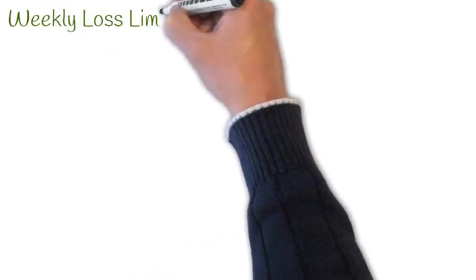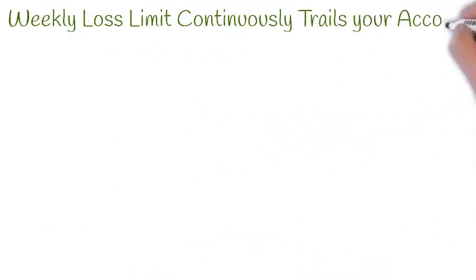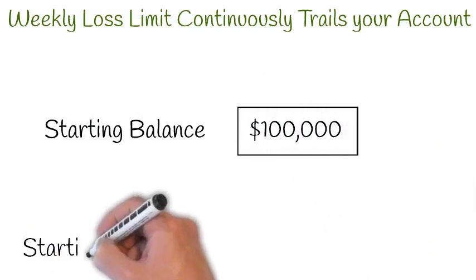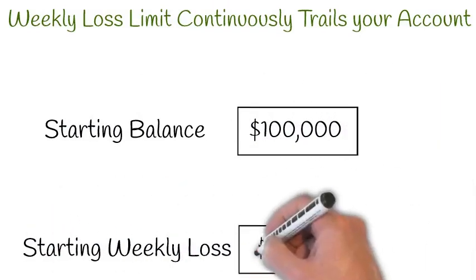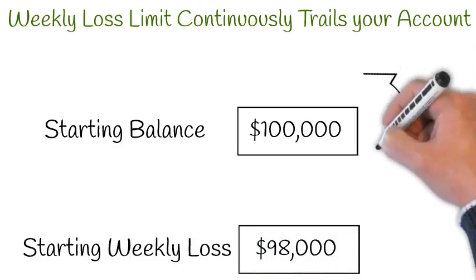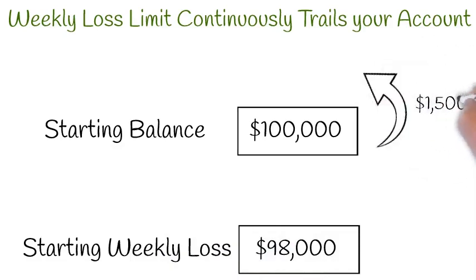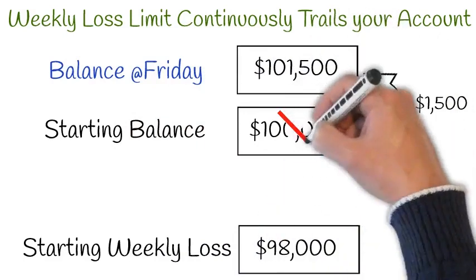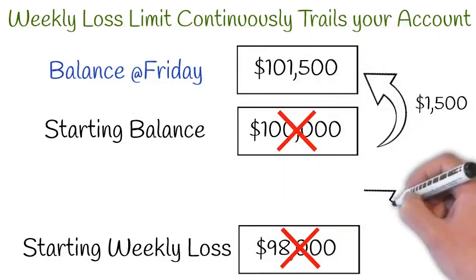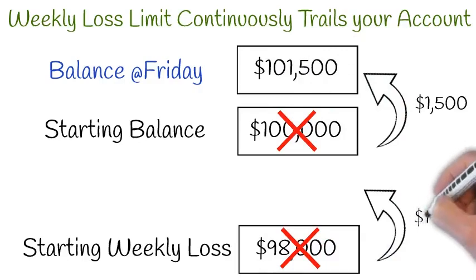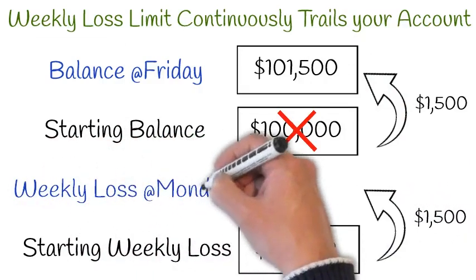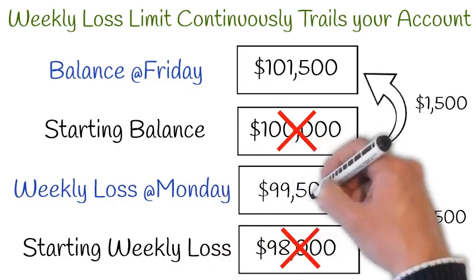The weekly loss limit also continuously trails your account balance. Now let's have another look at another example. Starting balance of $100,000. Your starting weekly loss is $98,000. Now let's say, for example, you made $1,500 for the week and your balance at Friday is $101,500. That would mean your weekly loss limit starting on Monday would be $1,500 higher at $99,500.